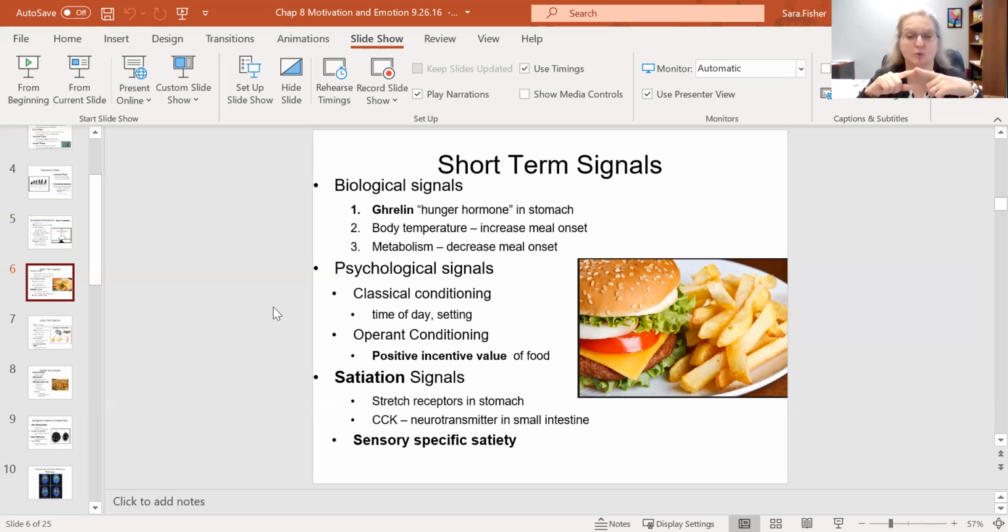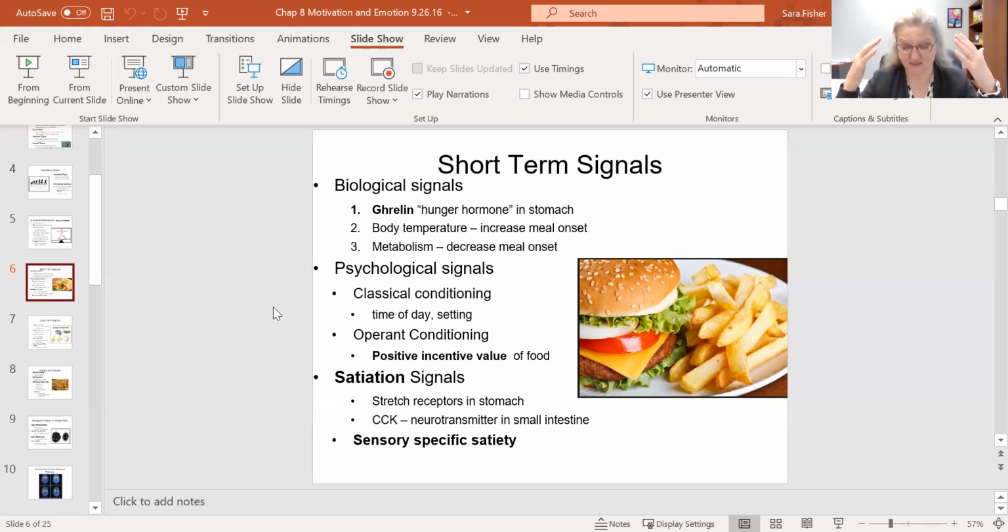So some of the biological signals, some of the things that are happening internally that affect our appetite. You have something called ghrelin, and I always remember this one, ghrelin, like your stomach growls. So it's referred to as the hunger hormone, and ghrelin is implicated in hunger signals, and it's in the stomach. Your body temperature actually goes up and goes down over the course of consuming a meal. As it increases, and this is because the way that your body uses energy is it burns it.